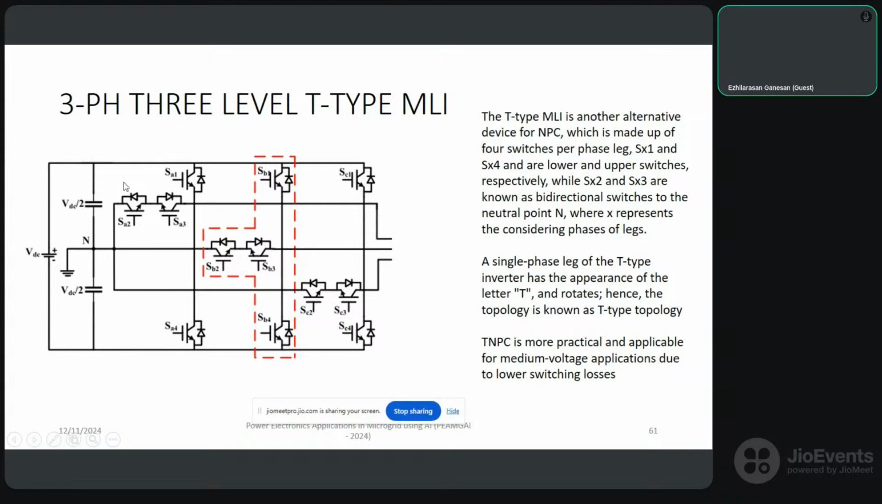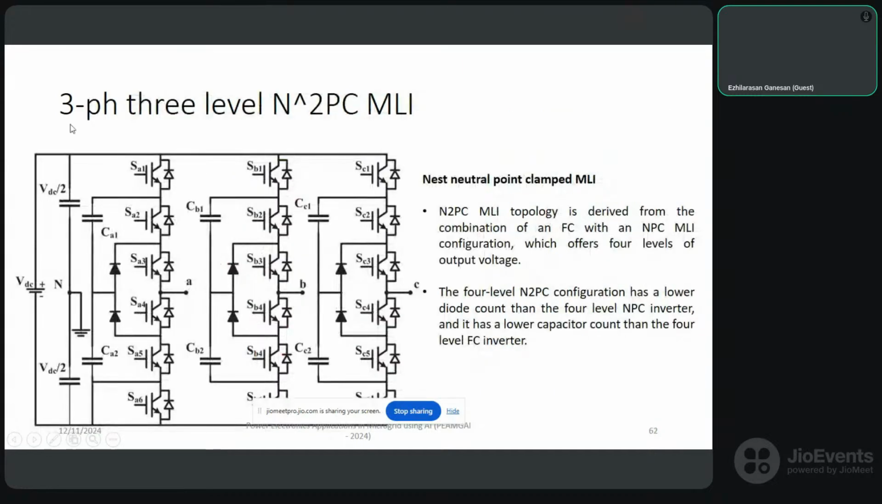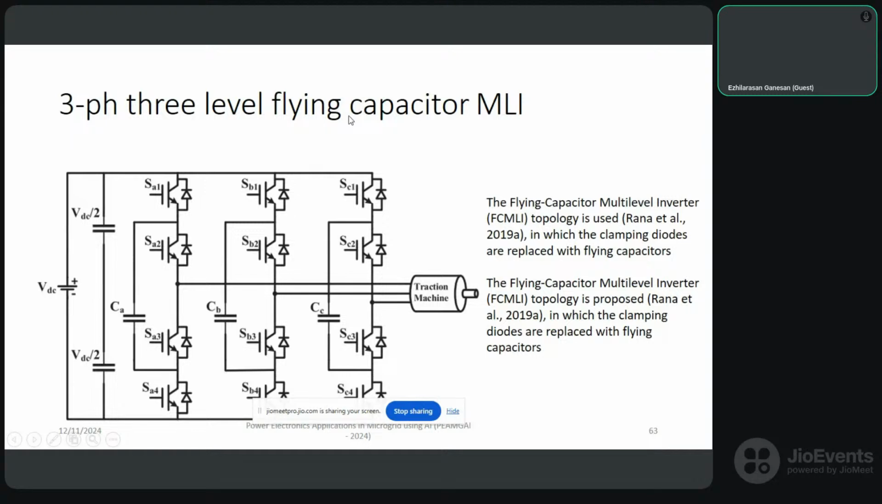Then the 3-phase 3-level T-type MLI is also used for conversion of DC power to AC. Then we have the 3-phase 3-level N-square PC MLI, nested neutral point clamped MLI. The N-square PC MLI topology is derived from the combination of flying capacitor with a neutral point clamp in a multi-level inverter configuration, which offers 4 levels of output voltage. The 4-level N-square PC configuration has a lower diode count than the 4-level NPC converter itself, and a lower capacitor count than the 4-level FC inverter. That is the difference between the normal NPC and NNPC. Then we have a 3-phase 3-level flying capacitor MLI.